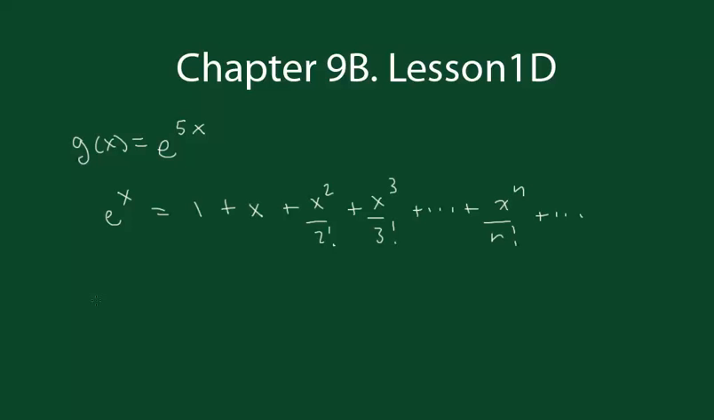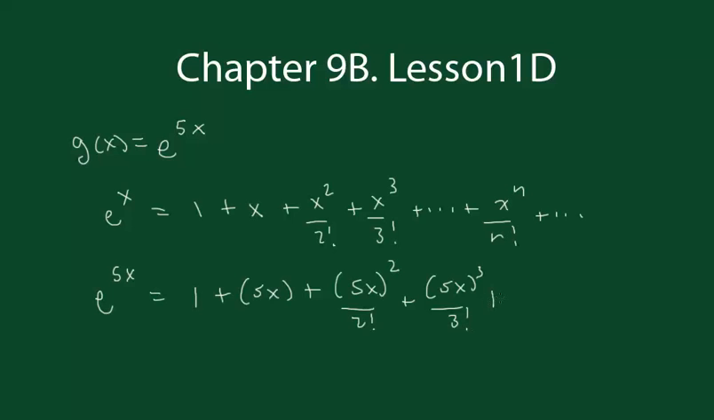Okay, so we have that established. So e to the 5x, then we are going to substitute 5x in everywhere we have x. Dot dot dot, 5x to the n over n factorial, and I'll let you simplify that.